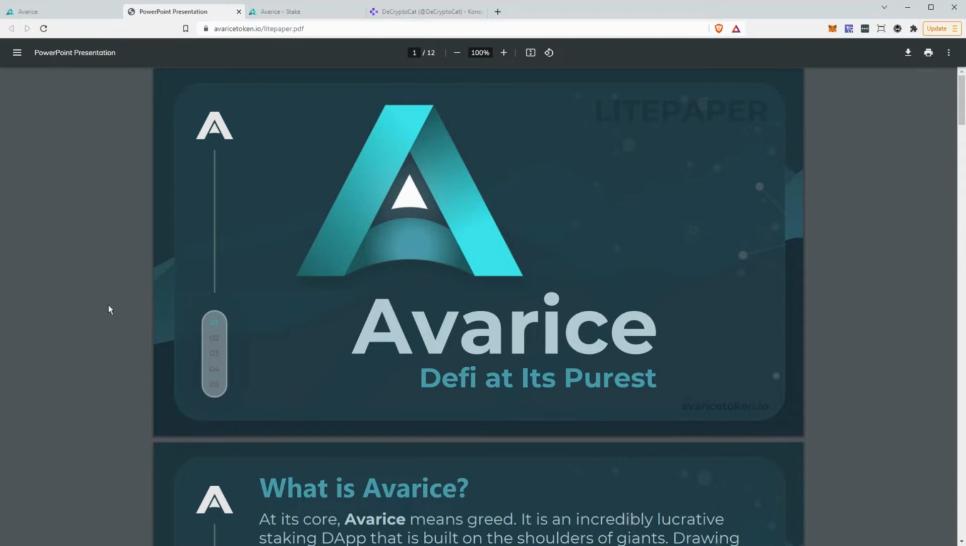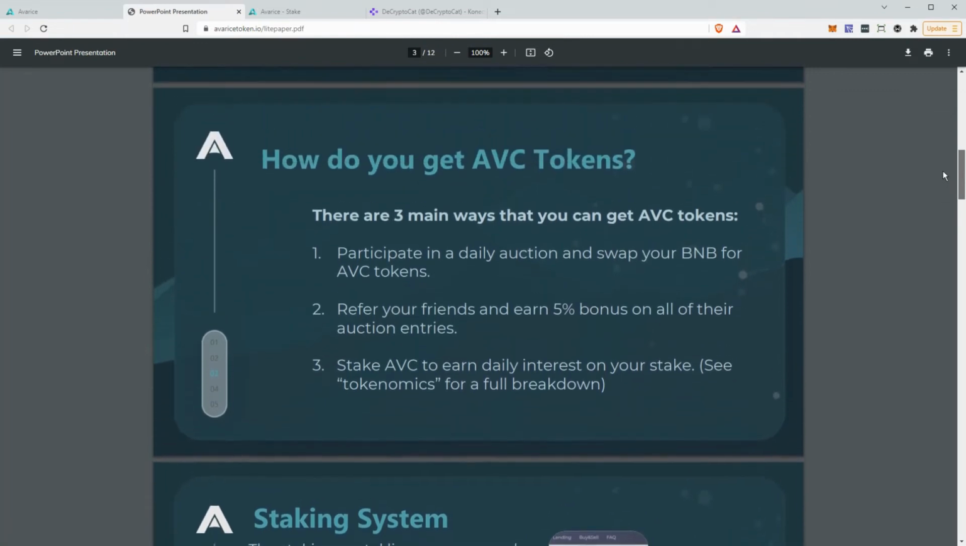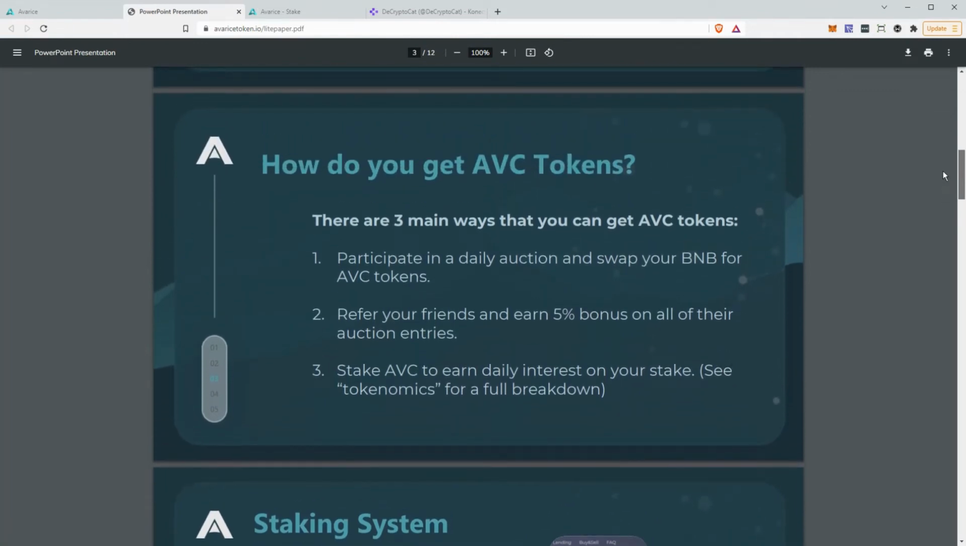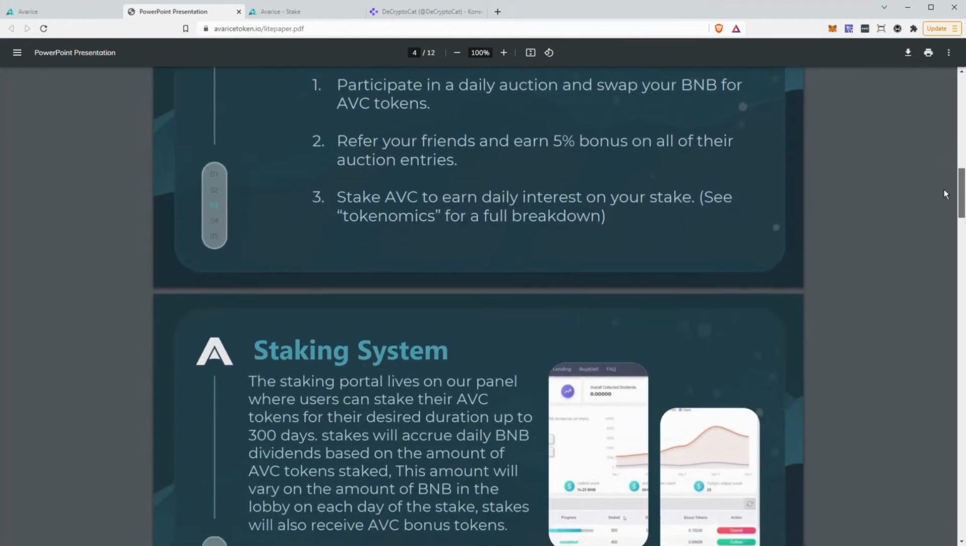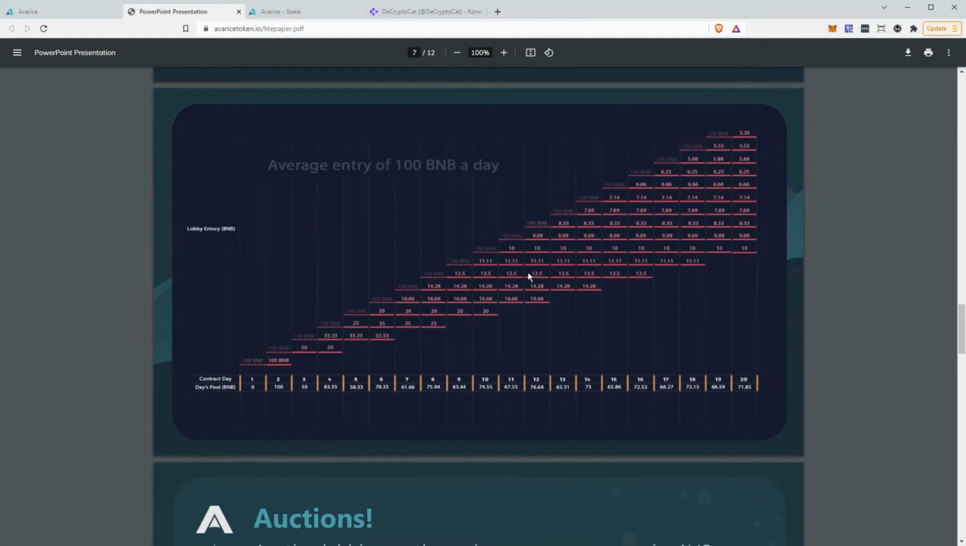Guys, I'm not going to go over this whole white paper because it'll make the video just too long, and I know y'all can read for your own. But basically, it's a system where you can buy AVC tokens in a daily auction, and then stake those AVC tokens for your daily dividends. And the daily dividends are split up differently according to what day that auction completed. So if it's day 10, then whatever the pool is for that day will be split up into the next 10 days. And that kind of helps equalize the total payout pool.